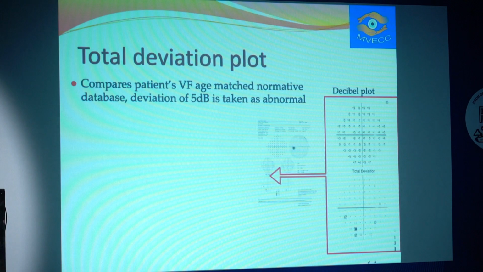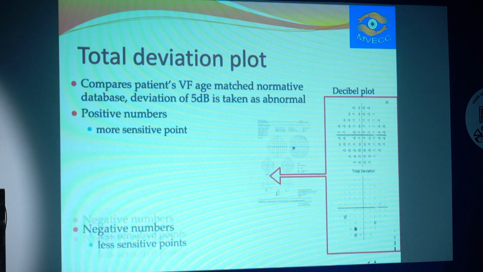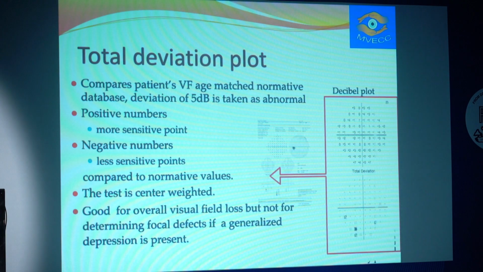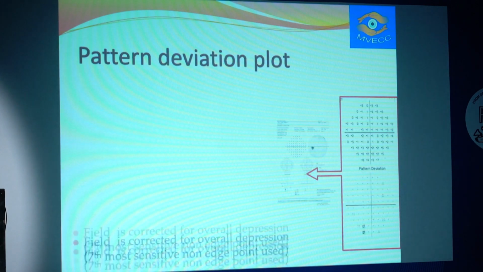Then we move on to the total deviation plot. It compares the age-matched normals with the patient. Any deviation by 5 decibels is taken as abnormal. The positive numbers indicate more and the negative numbers indicate less sensitive spots as compared to normals. And this is again center weighted, that is, center points are given more weight as compared to the peripheral ones. It is good for the overall assessment, the overall health of the vision, rather than the pattern of the vision loss.